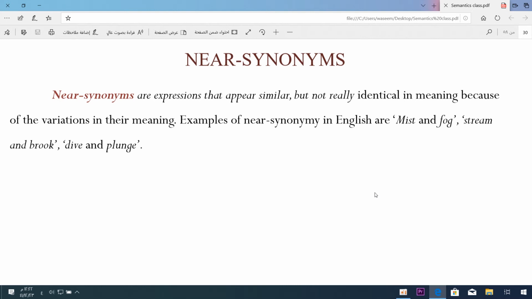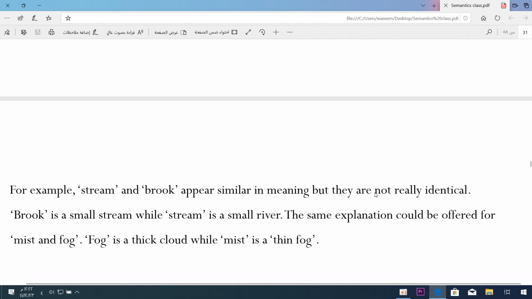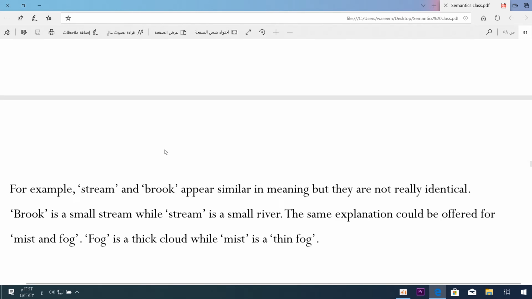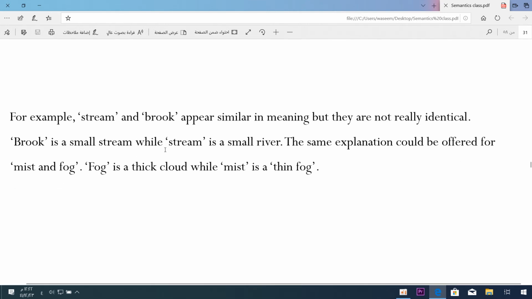Once again, consensual synonyms. We have, for example, stream and brook. A stream and a brook appear similar in meaning, but they are not really identical. A brook is a small stream, while a stream is a small river. The same explanation could be offered for mist and fog, or misty and foggy. Fog is a thick cloud, or a thick smoke, while mist is a thin fog.